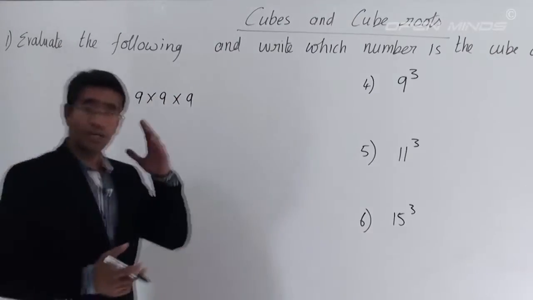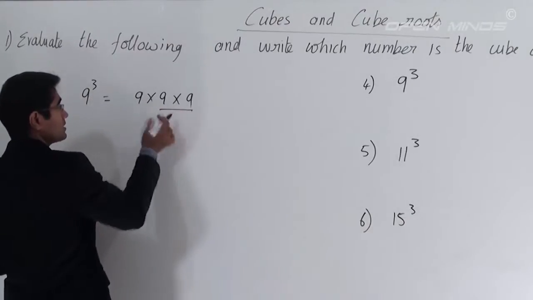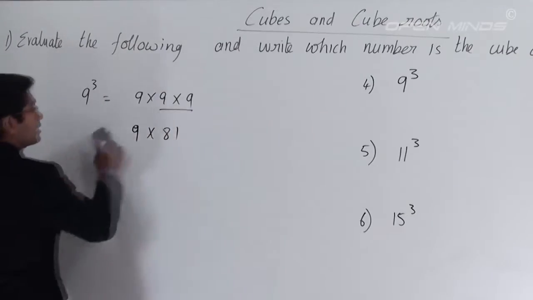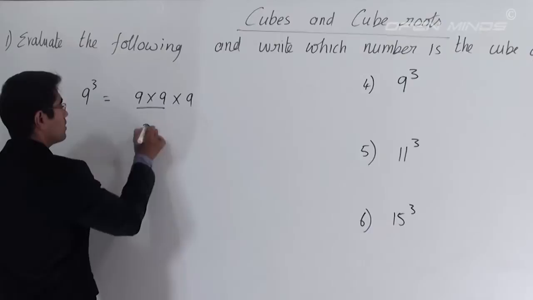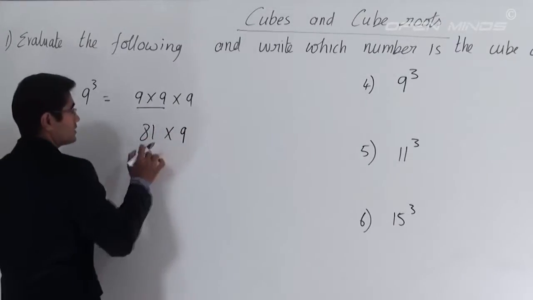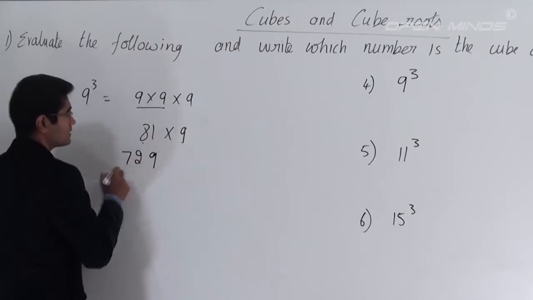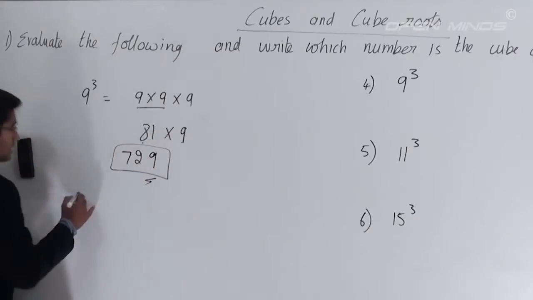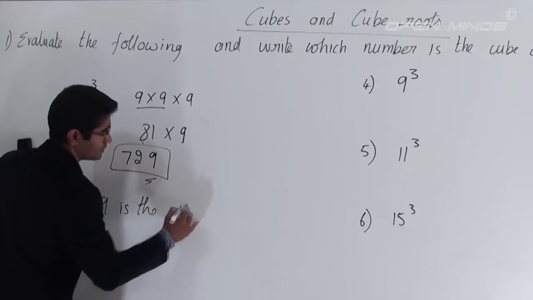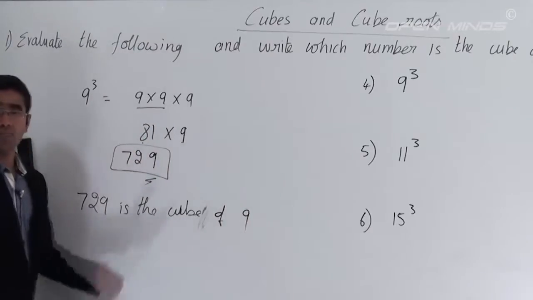Now the best way, if you cannot remember the cubes, is to multiply two of them first, since we know the square number. 9 times 9 is 81, so I can write 9 into 81, or the other way around, 81 times 9. Now multiply this. 9 ones is 9, and 9 8s is 72. So you get 729 as the answer. So I understand that 729 is the cube of 9. That's how we write it in words.